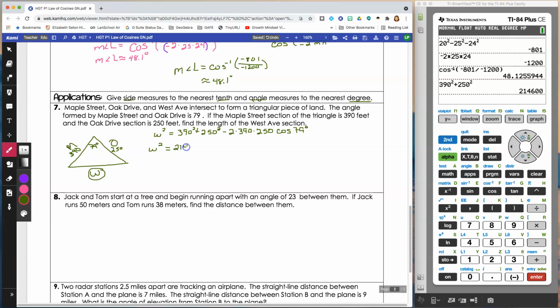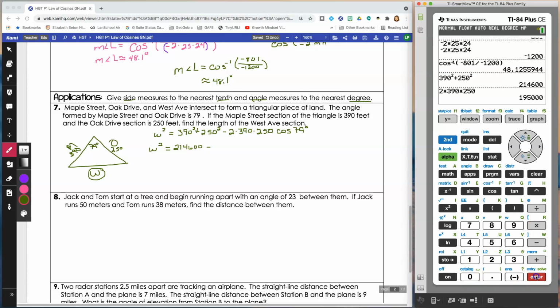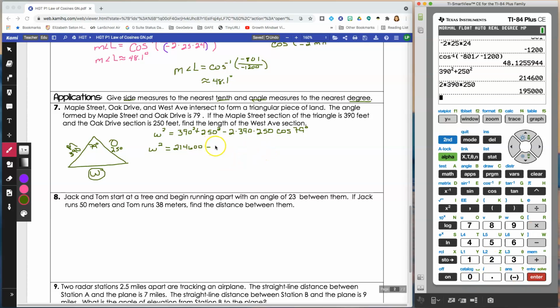Okay, I'm going to go ahead and write that down, but I'm also going to do something else. 214,600, right? Minus, so I'm going to do 2 times 390 times 250, also a really big number, right? So minus 195,000. Oh, and I forgot to do something. Okay, make sure I got all the zeros. And then that number has to be multiplied by the cosine of 79 degrees.